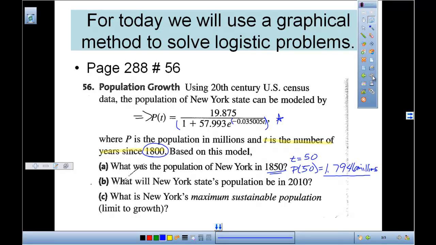Now let's take a look at the next problem. What will the New York State's population be in the year 2010? Well, again, since we know it since the year 1800, if I want to find the value for that, I need to plug in 210 years because 2010 is 210 years greater than 1800. Again, we'll plug that into our calculator, similar to the last problem, and we should get an answer of approximately 19.162. And again, this is in millions of people. So go ahead and check that to make sure that you've got that. I'll show you the screenshot here in just a moment to give you an idea of what this equation will look like.